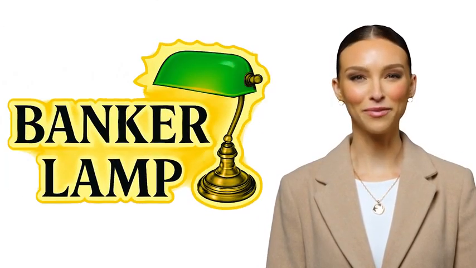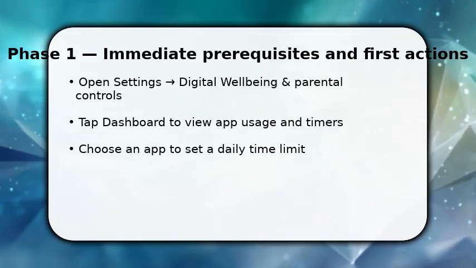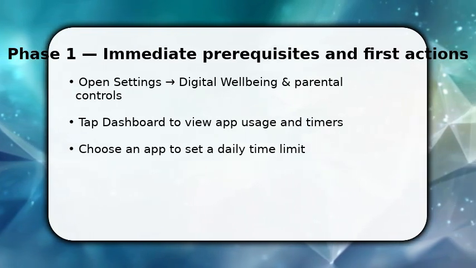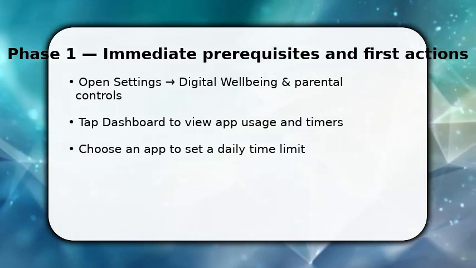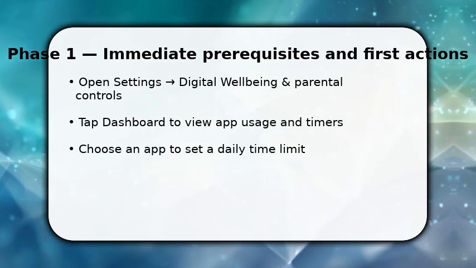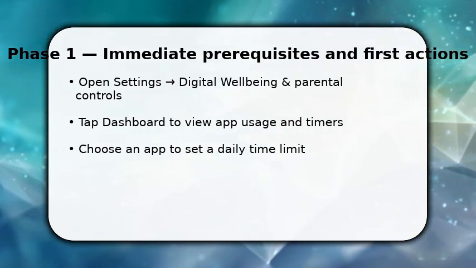Please enjoy the video. You start by opening Settings and going straight to Digital Wellbeing and Parental Controls. This is where Android tracks usage. Once there, tap Dashboard to see each app's screen time.